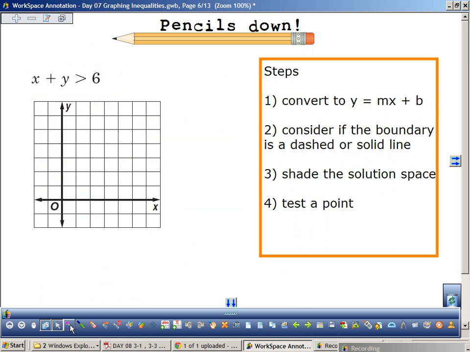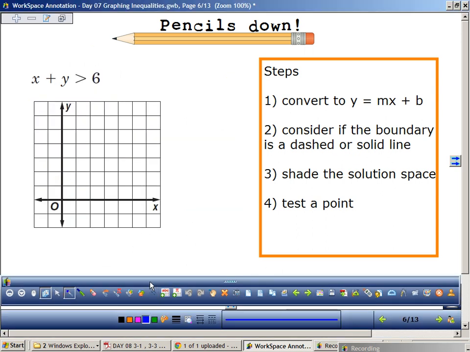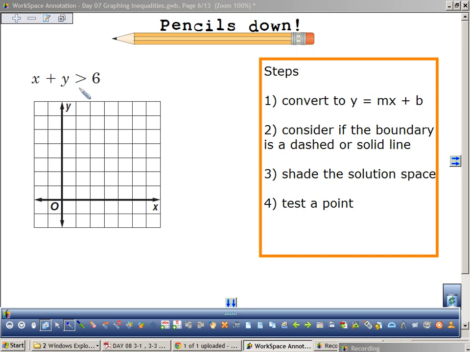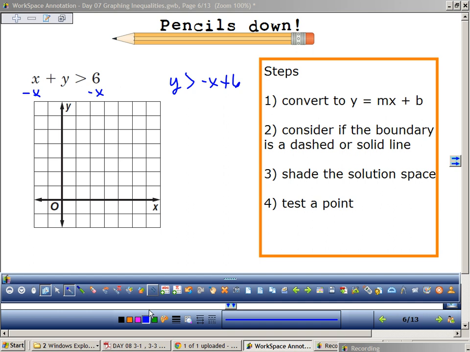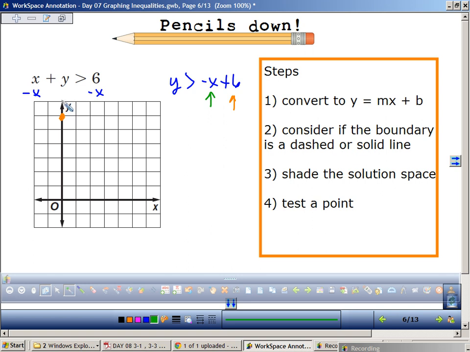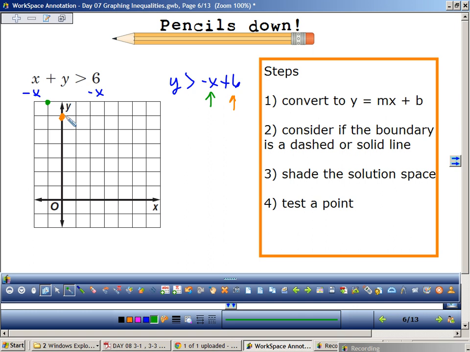Okay, let's do another one. So I'm going to manipulate this graph, right? I'm going to convert it to y equals mx plus c. Just have to subtract x from both sides, and I get y is greater than negative x plus 6. I'm going to begin at 6, 1, 2, 3, 4, 5, 6. And I'm going to move negative 1. So up 1, and then in the negative direction 1. Or down and to the right.